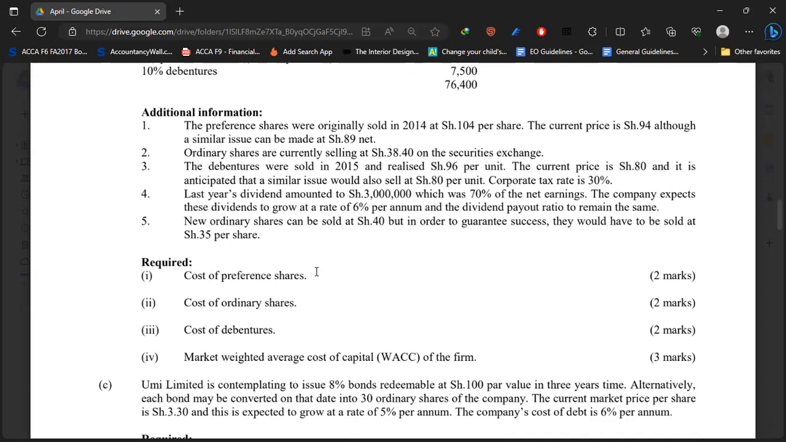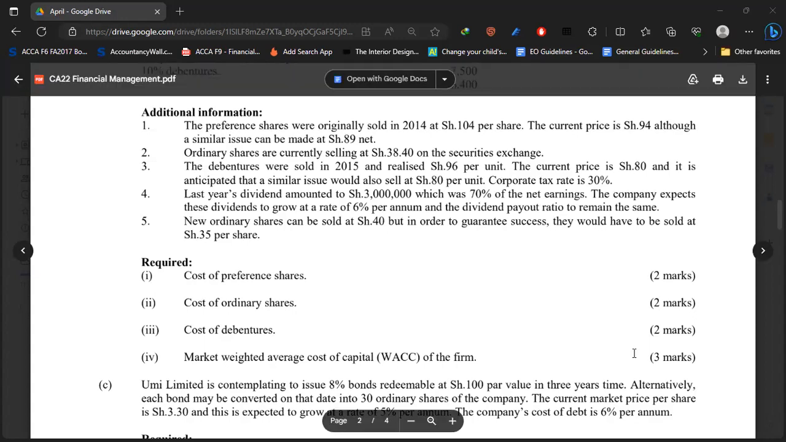And when we look at the debentures, the most important thing we have to be checking is whether our debentures are redeemable or irredeemable. We are saying the debentures were sold in 2014 and realized 96 shillings per unit. The current price is 80 shillings, and it is anticipated that a similar issue would also be sold at 80 shillings per unit. And then we have our corporation tax rate given in that regard. Now, we already know that the formula applicable here will be for irredeemable bonds.